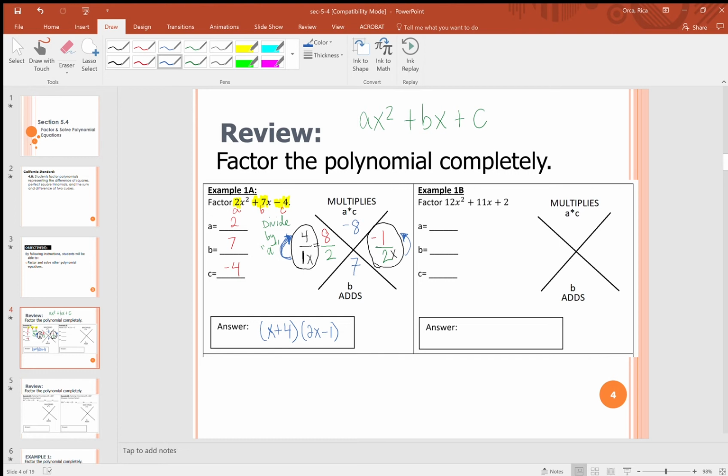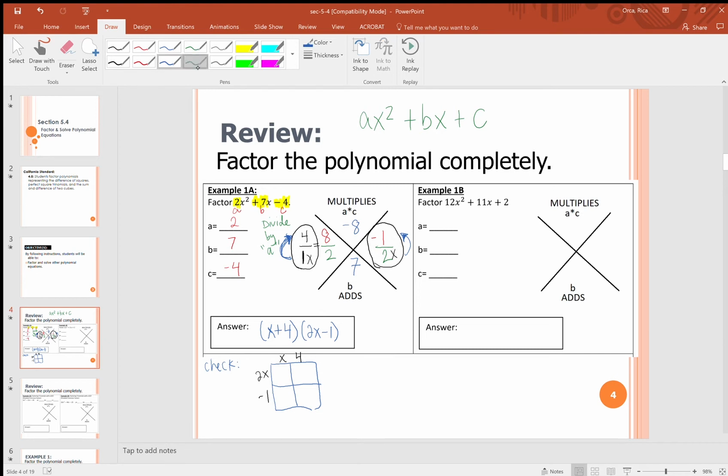Now let me show you how to check your work. We have x plus 4 times 2x minus 1 as our answer. When you check your work, you're going to use the box method, or you can also use FOIL. At the top of our box, we're going to write out x and 4. On the left side of our box, we're going to write out 2x minus 1. Now let's fill in the box.